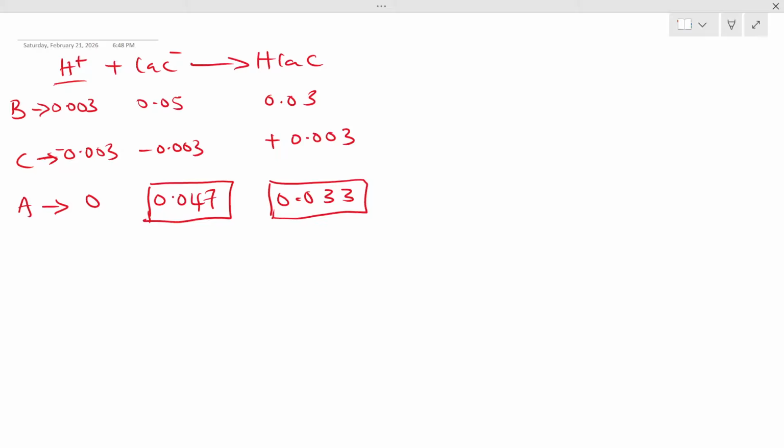Okay, so note that at change, which is at C, all of the H plus has been used up and you have nothing left. H plus has been accepted by your lactic acid, and all of the H have been added to lactic acid to form H lac. That's hence you have plus 0.003, like I did mention. Alright, so the buffer solution now stands at a certain pH.